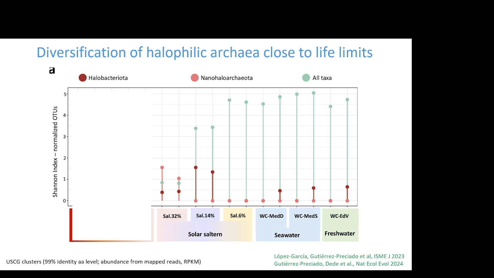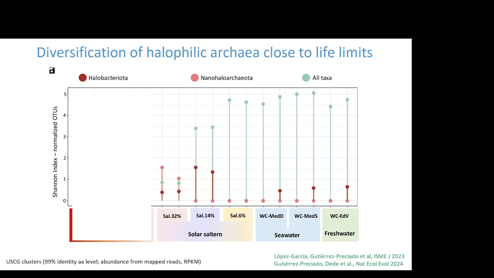Also, we think, or it's been said a lot, that as the environments become more extreme, the diversity lowers. So here I'm showing you the diversity indices for the metagenomes. In green I show all taxa, in the brick color the Halobacteria, and in pink the Nanohaloarchaea. These are my metagenomes from freshwater, seawater, and the solar salterns, and you can see that, yes, these trends follow. For all taxa, as you approach the gradient of salinity, diversity decreases.